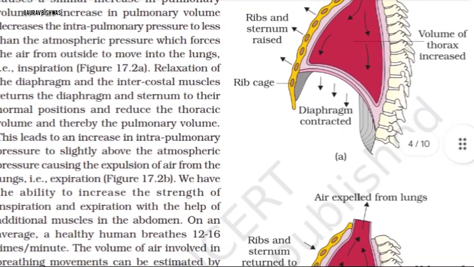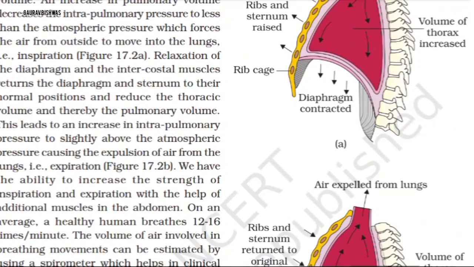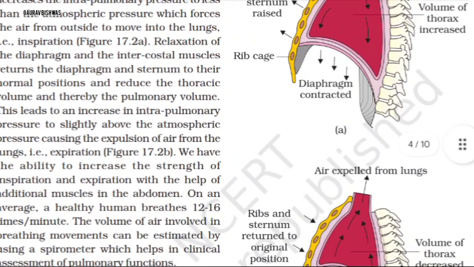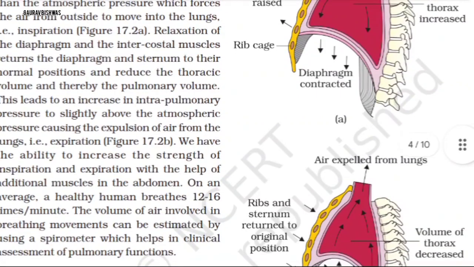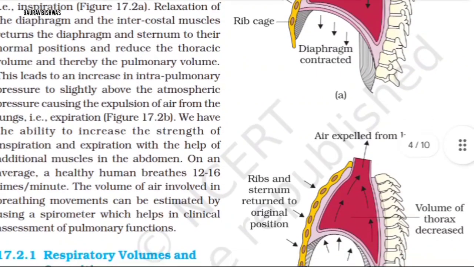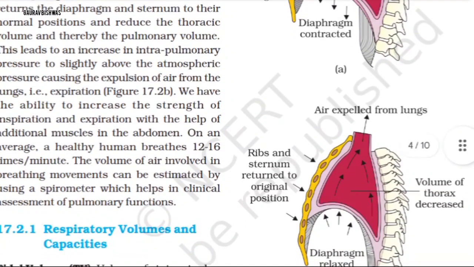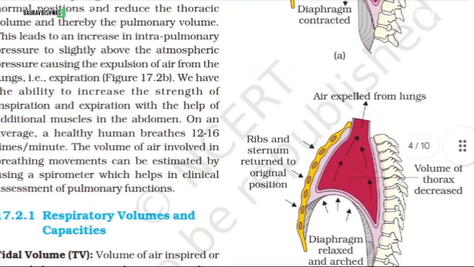Figure 17.2a. Relaxation of the diaphragm and the intercostal muscles returns the diaphragm and the sternum to their normal position and reduces the thoracic volume, and therefore the pulmonary volume, which leads to an increase in the pulmonary pressure to slightly above the atmospheric pressure, causing the expulsion of air from the lungs, i.e., expiration. Figure 17.2b.